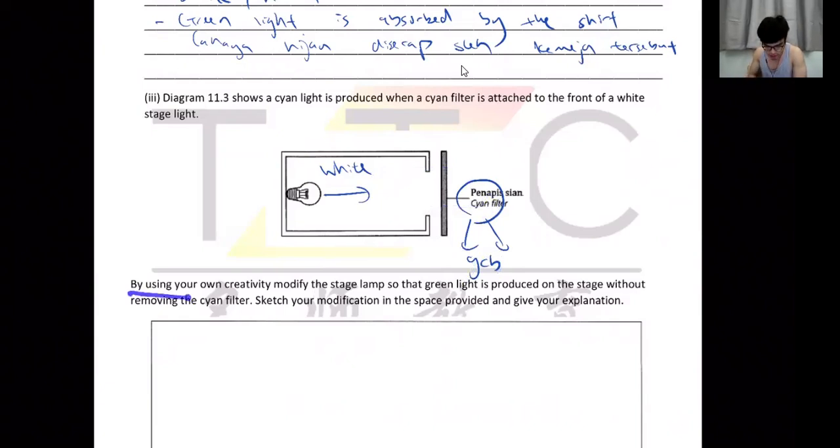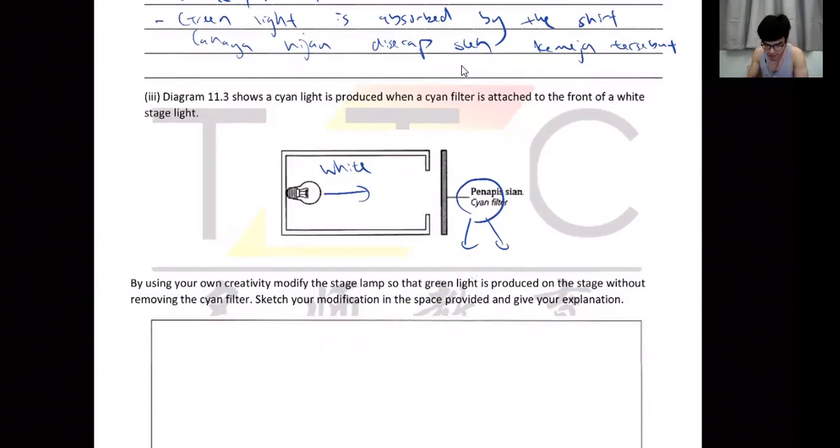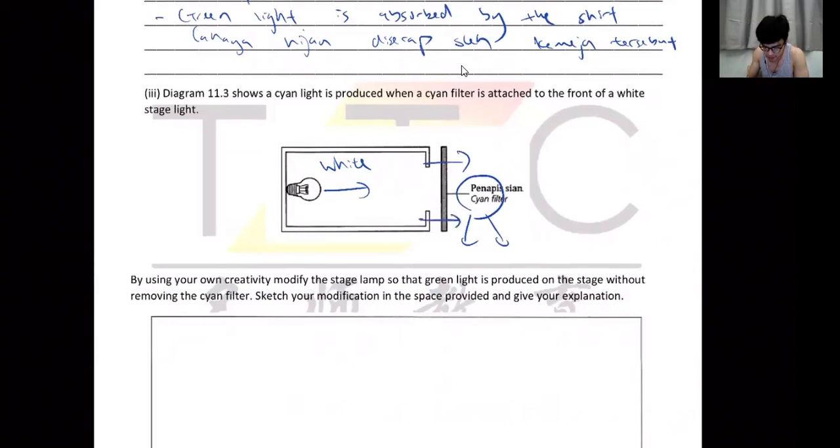So by using your own creativity, modify the stage lamp so the green light is produced on the stage without removing the cyan filter. So the question says I don't want you to remove this. I want only green color. Because now green and blue is coming out. I don't want blue. I only want green. So what do you do? You put another green filter, because this blue will not pass through this filter, since this filter only allows green. So green will pass through a second.